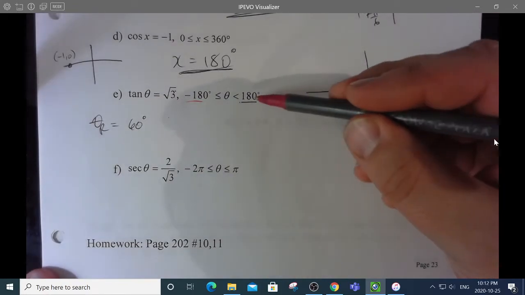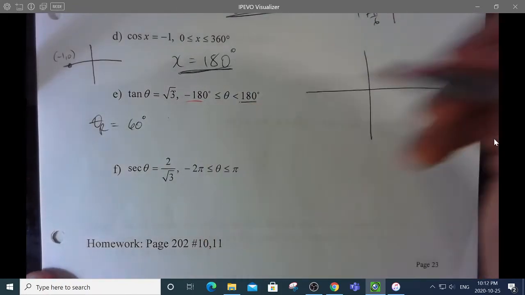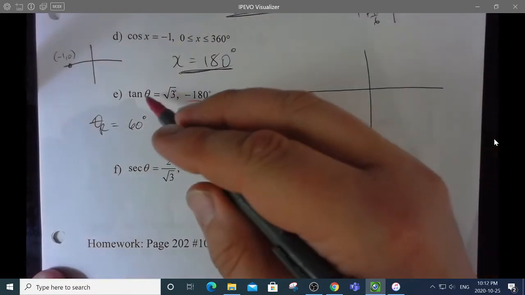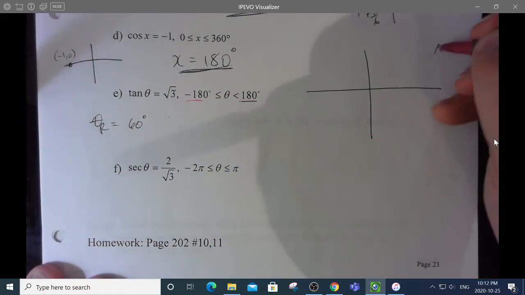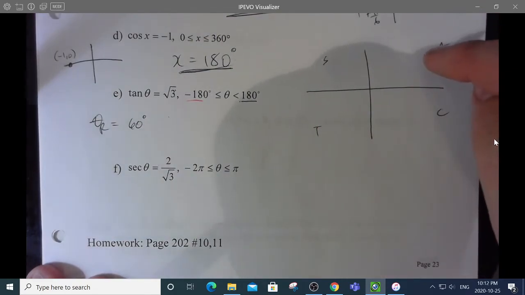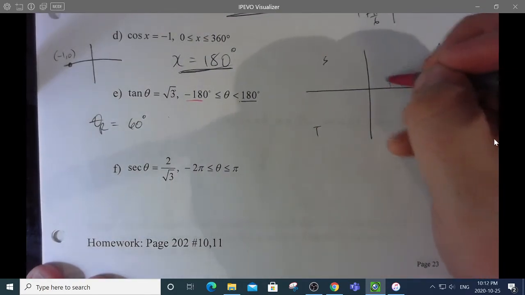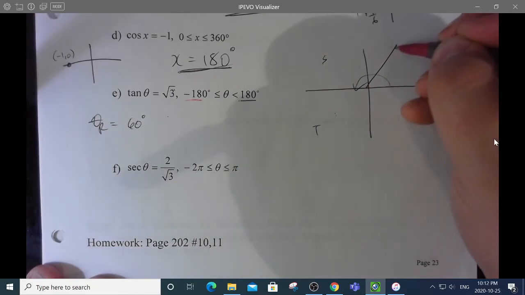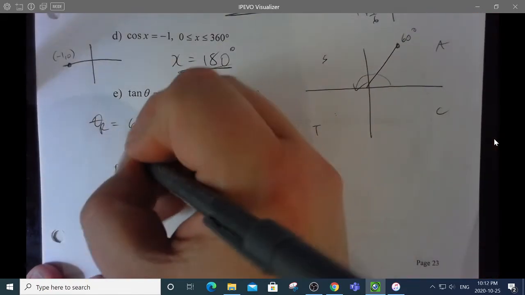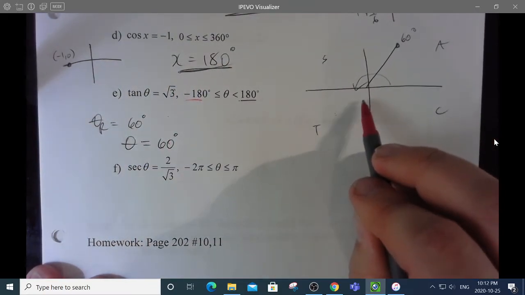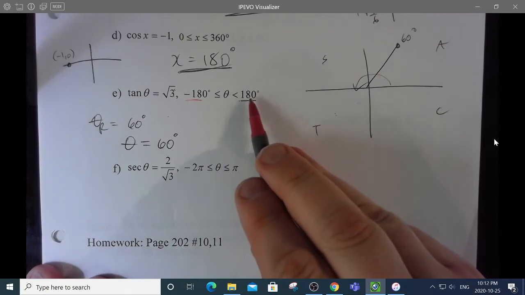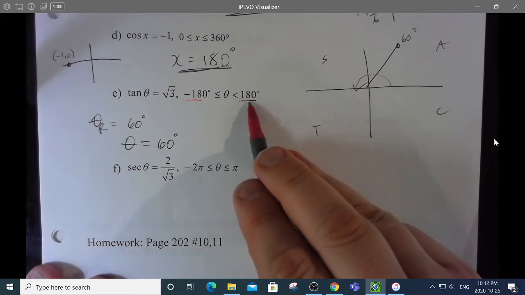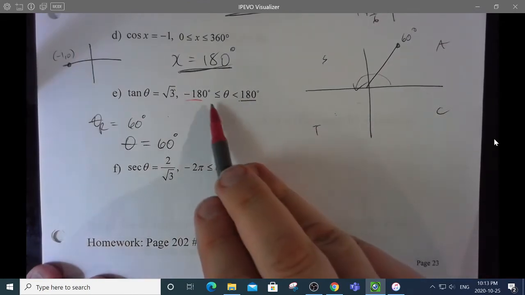So let's see. From 0 to 180, when do I hit 60 degrees where tangent is positive? Well, actually, tangent is only positive in quadrant here and here. And if I'm only going from 0 to 180, I won't get to this quadrant. So the only answer I have is the 60-degree answer. So theta is 60 degrees. I don't make it to the answer I would have got here if this had said go up to 360 degrees. Okay? Now, what if I'm going backwards?